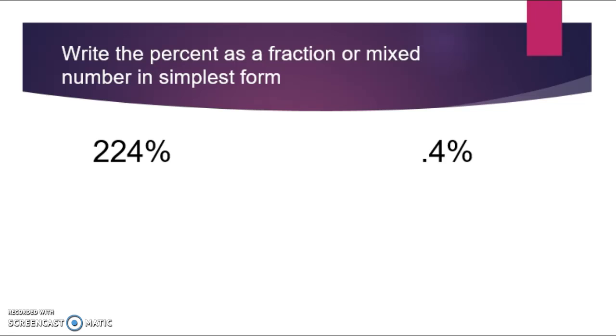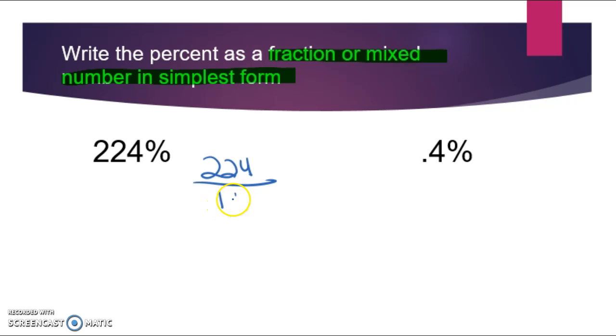All right, so here's my answer to it. 224%, we need to write it as a fraction or mixed number. Remember, I should see in your notes that you are trying all of these because I'll be checking your notes tomorrow. So if I have 224%, I know that's the same thing as 224 out of 100. So it wants me to go in simplest form, so I need to make sure I keep that in mind. So I think, what can I take out of both of these?